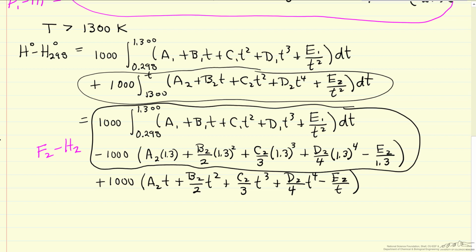So instead of having to do this calculation each time we wanted to determine enthalpy, the WebBook has done that for you. It's listed in the table. It's calculated, and that's where the F2 and the H2 values combined come from. So that means the calculation for enthalpy is certainly much easier because we're just substituting in this plus the F2 minus H2. The calculations for entropy are very similar. Keep in mind, the final result for enthalpy is in kilojoules per mole, but for entropy, it's joules per mole Kelvin.